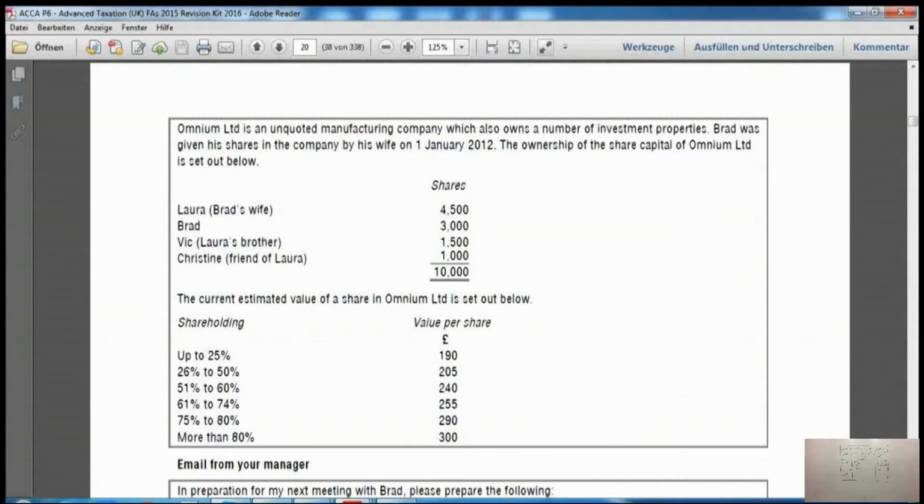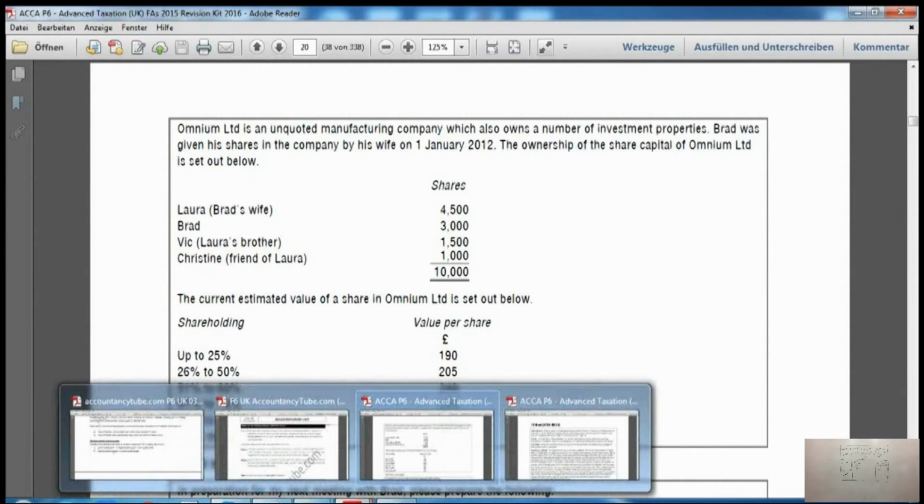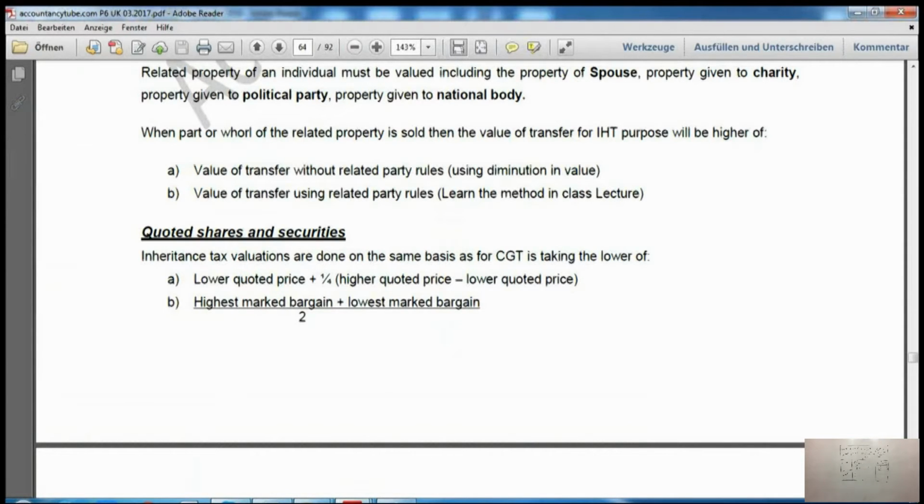We will just ignore this question for now as we move on to our notes, which we'll continue reading. After that, it says quoted shares and securities. How to value quoted shares in inheritance tax. The formula to value quoted shares is given to you in the notes. As you can see, inheritance tax valuation is done on the same basis as for CGT. For the CGT, it is taking the lower of: A, lower quoted price plus 1/4 of higher quoted price minus lower quoted price, and B, highest market bargain plus lowest market bargain over 2.